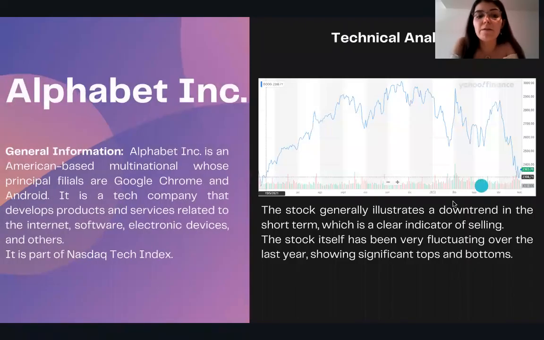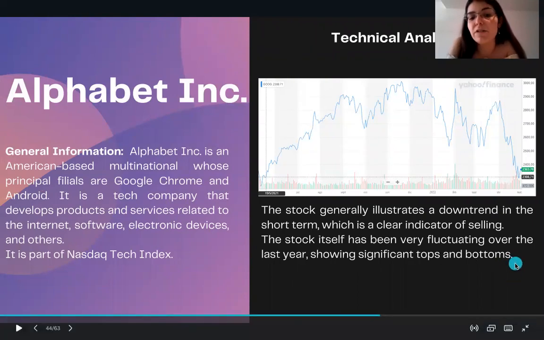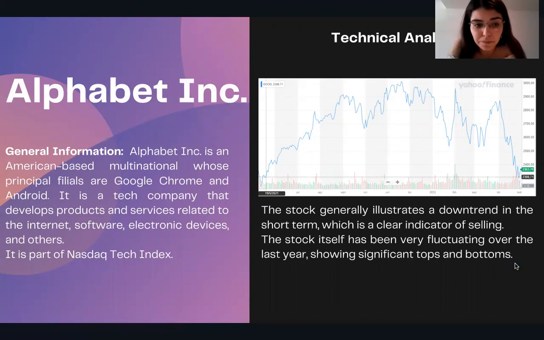So then for Alphabet Inc. Alphabet Inc. is an American-based multinational, one of whose principal products is Google Chrome, and that's why it's very known by everyone. It's a tech company and it develops products and services related to internet, software, and others.